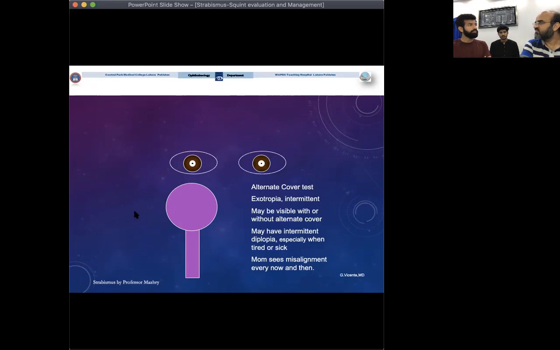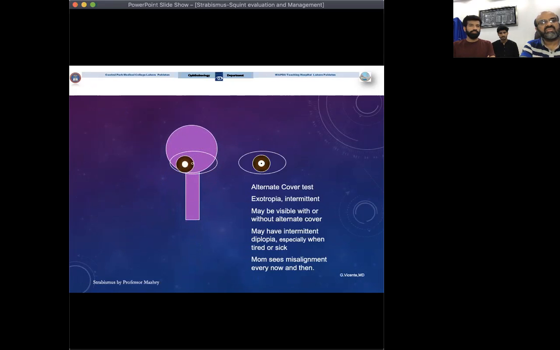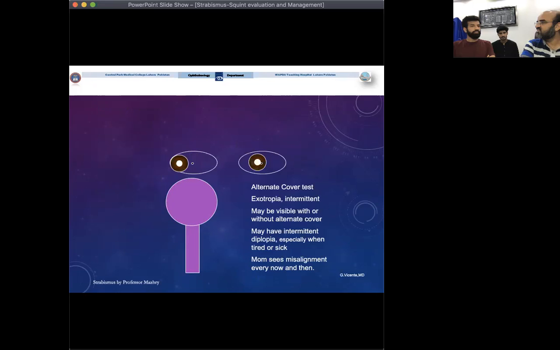What's alternate cover? Now the cover will alternate between two eyes. That's why it is the alternate cover test. This is alternate exophoria. The undercover eye deviates, and the eye which is not covered comes to focus on the object. And it is exotropia because the eye is constantly deviating out. This is exotropia. May be visible without cover test. Constant deviation. May have intermittent diplopia.